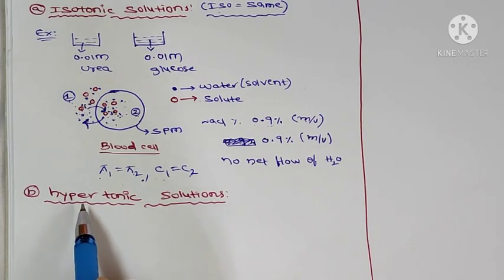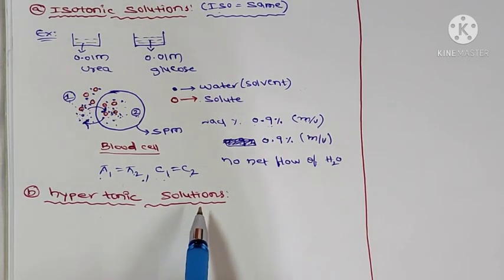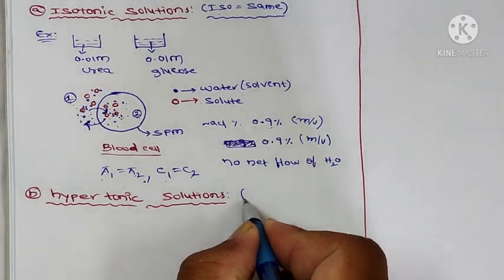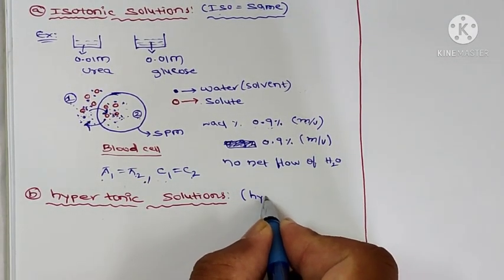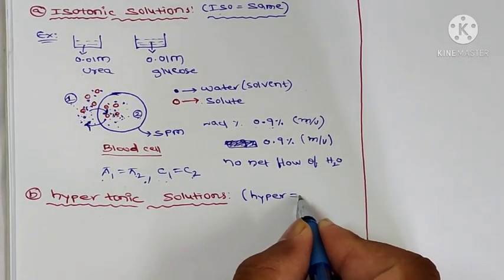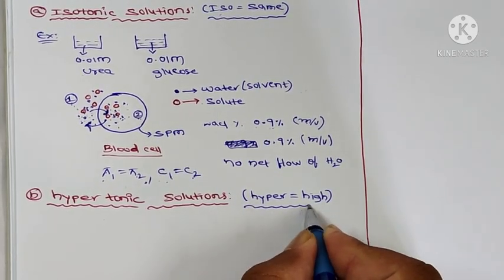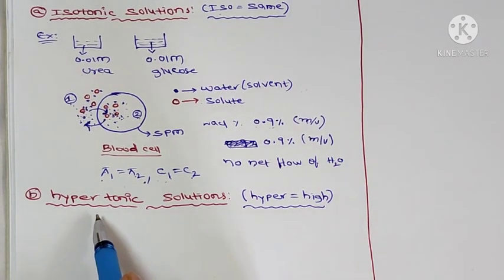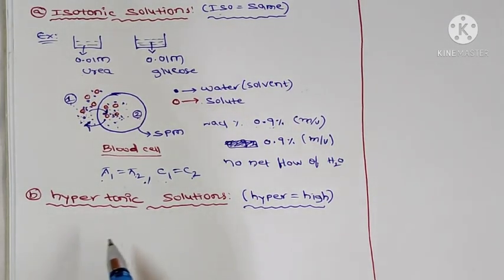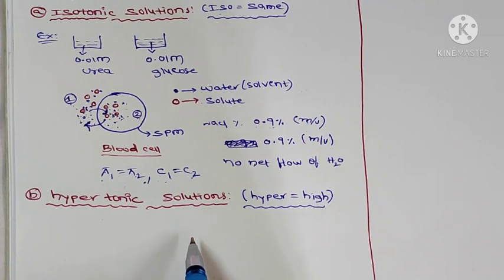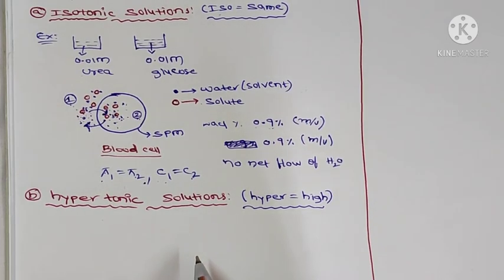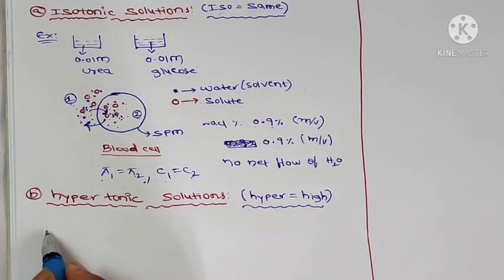Next, second one, hypertonic solutions. Here hyper means high. So the definition for hypertonic solutions: a solution having higher osmotic pressure or higher concentration than the other solution is called hypertonic solution. Let me take an example.